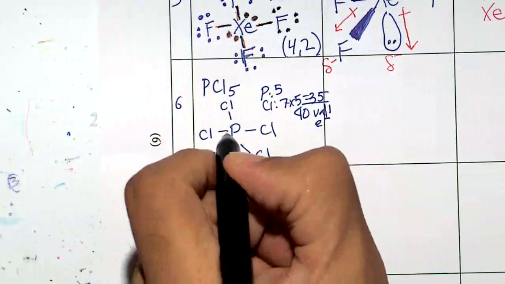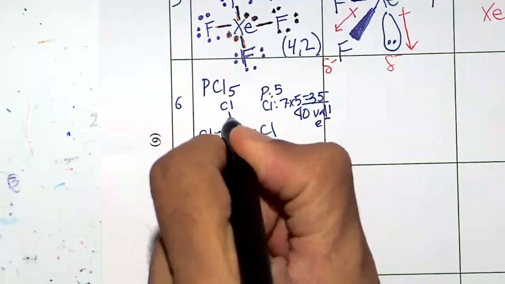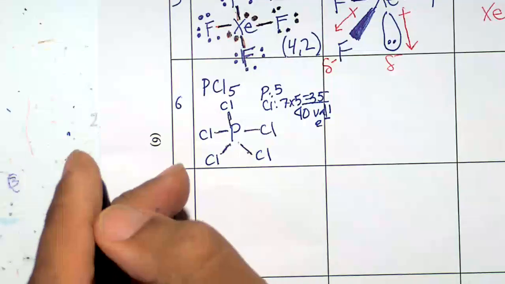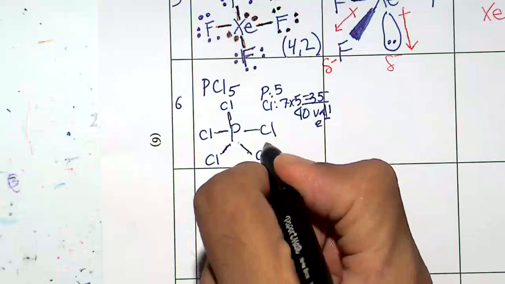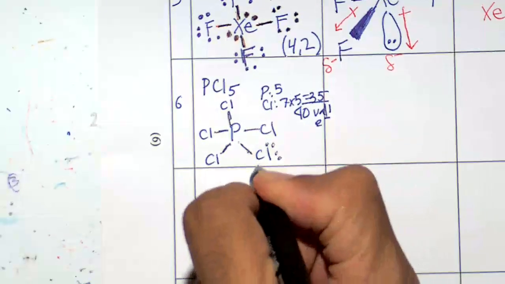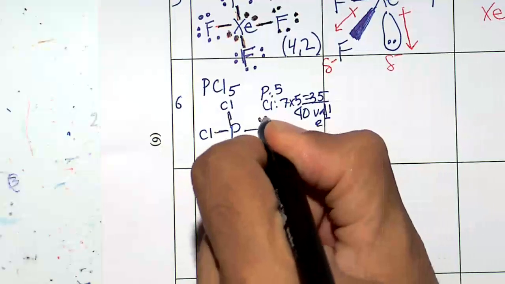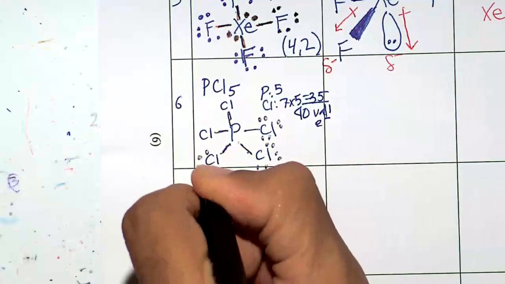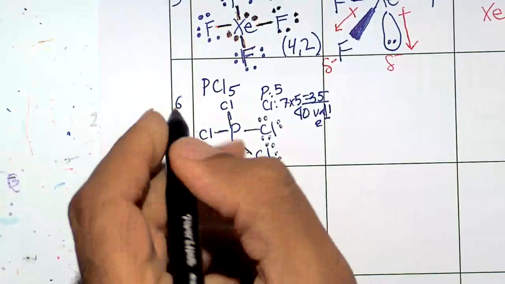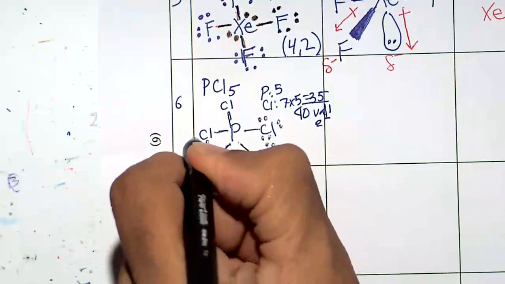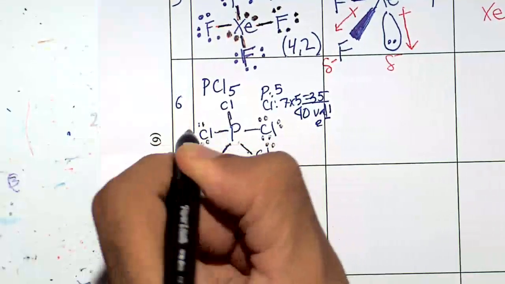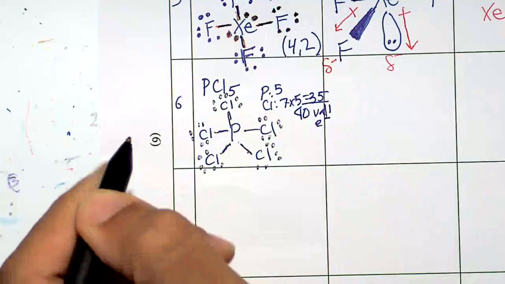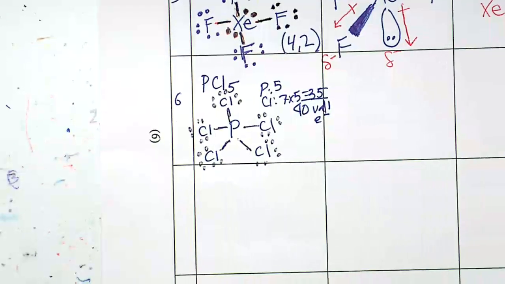All right, let's fill out the electrons. Everyone count with me. 1, 2, 3, 4, 5, 6, 7, 8, 9, 10. Everyone ready? 11, 12, 13, 14, 15, 16, 17, 18, 19, 20, 21, 22, 23, 24, 25, 26, 27, 28, 29, 30, 31, 32, 33, 34, 35, 36, 37, 38, 39, 40. There we go.